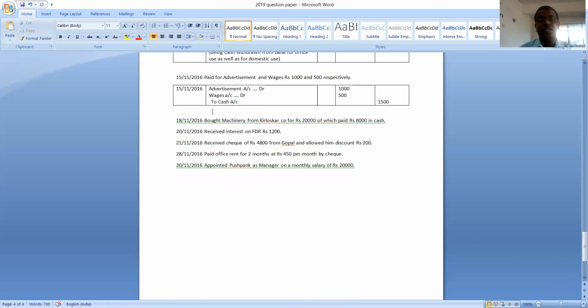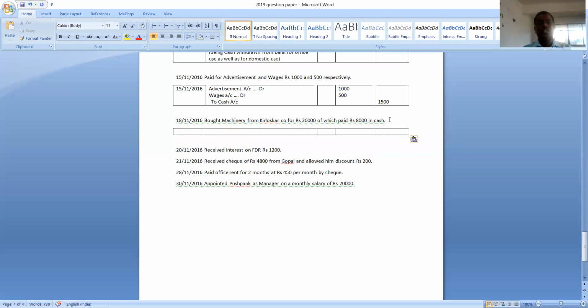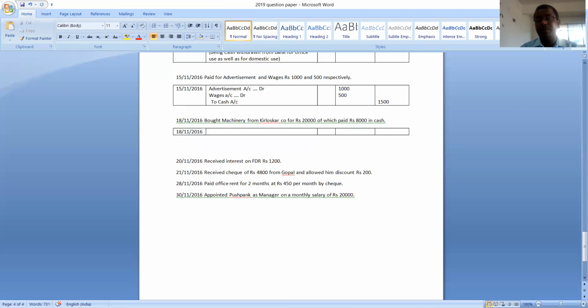Sorry, it is dated 18th November 2016. What is the transaction? Bought machinery from Kirloskar company for rupees 20,000, of which paid rupees 8,000 in cash. It means you are purchasing machinery from Kirloskar company worth rupees 20,000, of which you are paying 8,000 in cash. It means the remaining 12,000 is what?